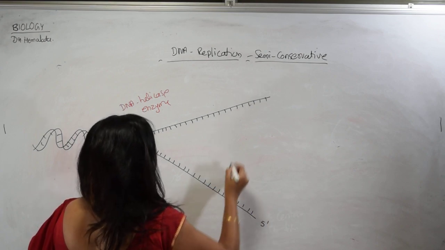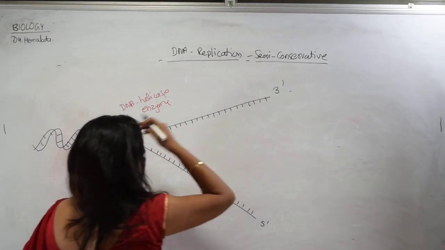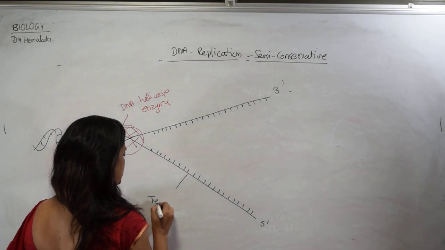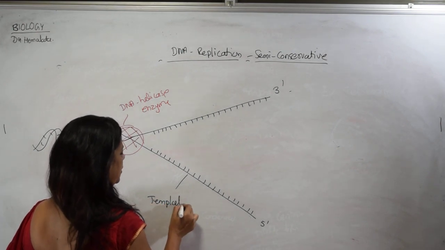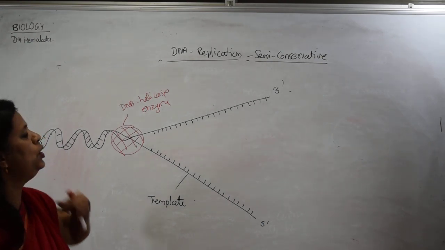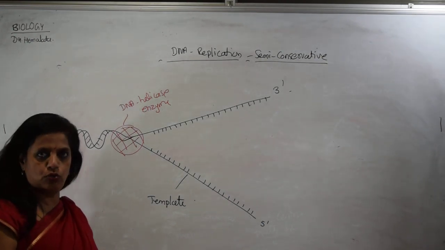Single strands are formed. These single strands which are formed now are called the template strands. One runs in 5' to 3', one runs in 3' to 5' direction. Okay? Now, this is one template strand, that is another template strand. That is the mother DNA strand. Now, on this a new complementary strand has to be produced.